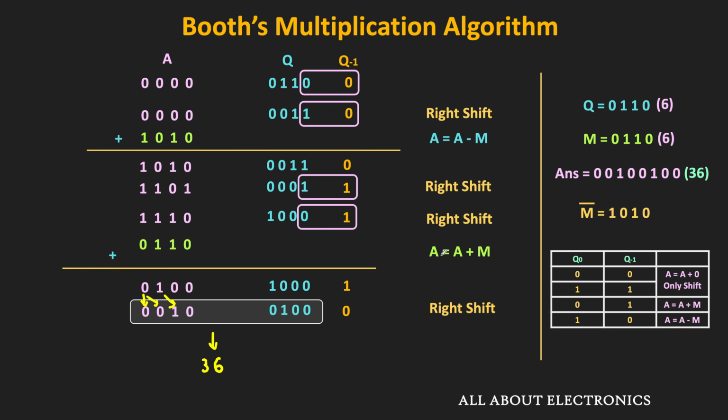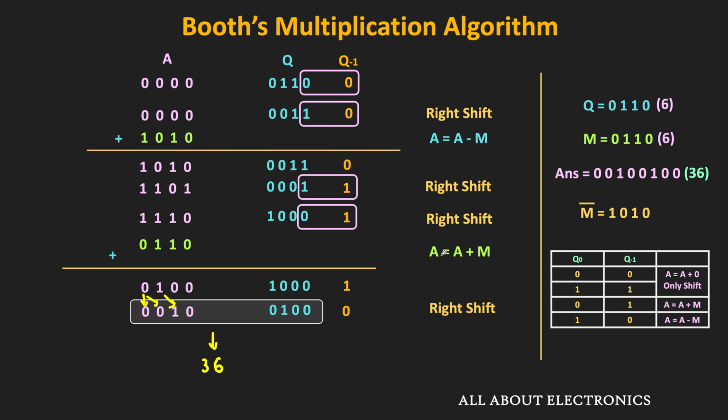That means, as per this Booth's algorithm, while multiplying two n-bit numbers, we will require n shift operations, and the required number of arithmetic operations will depend on the value of the Q0 and the Q minus 1 bits. Or basically, it will depend on the pattern of the multiplier bits. So in the multiplier, if there is a pattern of consecutive ones or zeros, then as per this Booth's algorithm, it is possible to reduce the number of arithmetic operations. So that is the basic algorithm of the Booth's multiplier.